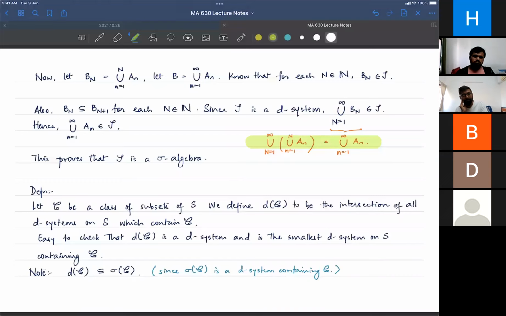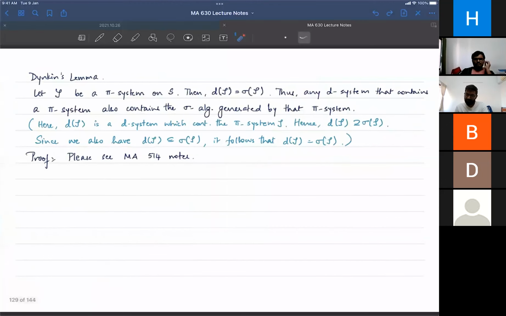Yes, sir. So in the unions that we are doing, there are a lot of redundant unions, right? Exactly. What we got here is a lot of redundancy. For every n, A1 is showing up in all of them. Leaving n equals 1, A2 is showing up in all of them. And leaving 1 and 2, A3 is showing up in all of them. So there is a lot of redundancy here. Correct. Okay, so this proves that S is a sigma algebra. Any questions with this?